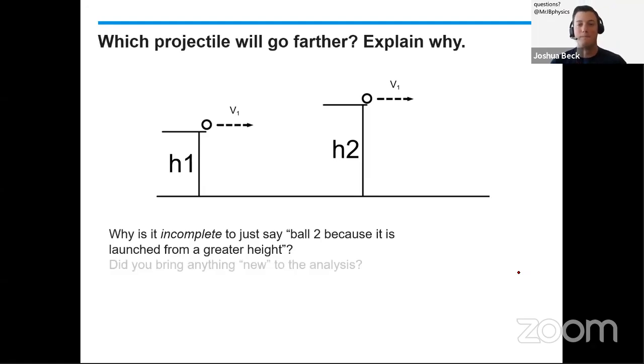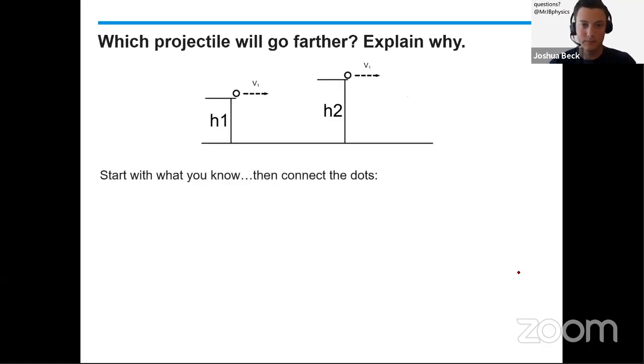You see, if I say that it goes further because it's launched from a greater height, did I bring anything new to this analysis? Did I explain anything, or did I just restate what they already told me? If I'm going to explain something, I need to make sure I'm bringing something new to the table. I need to make sure that I'm connecting some dots. Now, yes, the fact that this is launched from a higher height does eventually lead to a greater range, but why? So let's start with what we know.